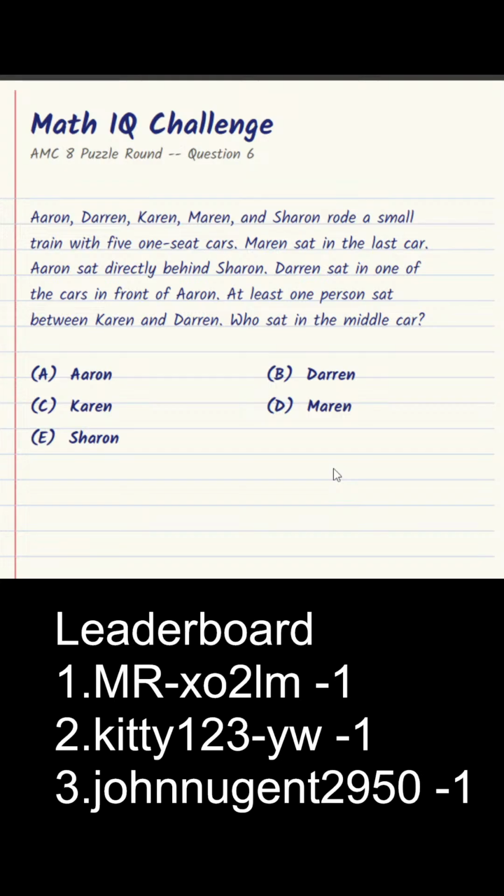So for anyone new who joins, this is a question where we have five people: Aaron, Darren, Karen, Marin, and Sharon. So there are five cars which are arranged in a line in a train, and there is some information. There are some data points given, like Marin sat in the last car, Aaron sat directly behind Sharon. Darren sat in one of the cars in front of Aaron. At least one person sat between Karen and Darren. So who sat in the middle car? That is the question.